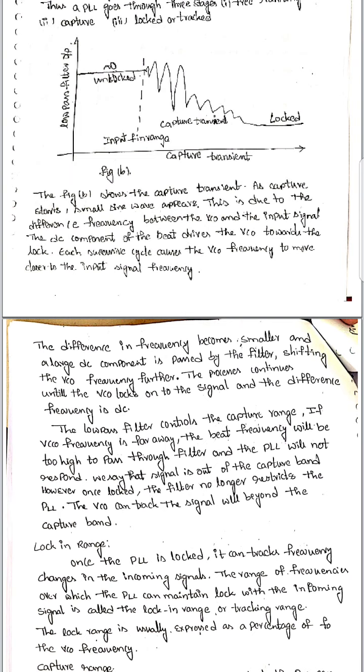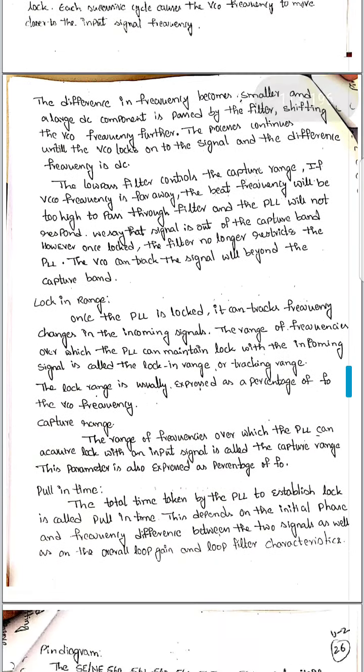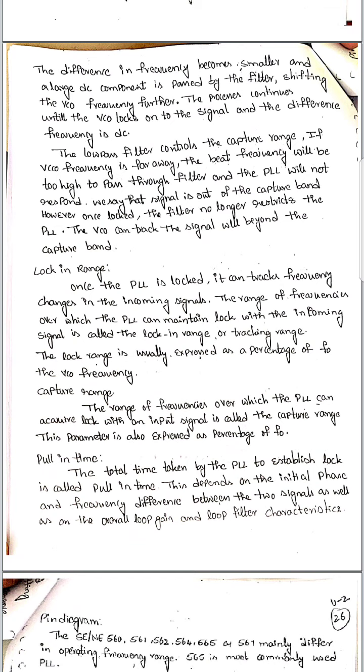The DC component of the difference drives the VCO towards the lock. Each successive cycle causes the VCO frequency to move closer to the input signal frequency. The difference in the frequency becomes smaller and a larger DC component is passed by the filter, shifting the VCO frequency further. The process continues until the VCO locks onto the signal and the difference frequency is DC.